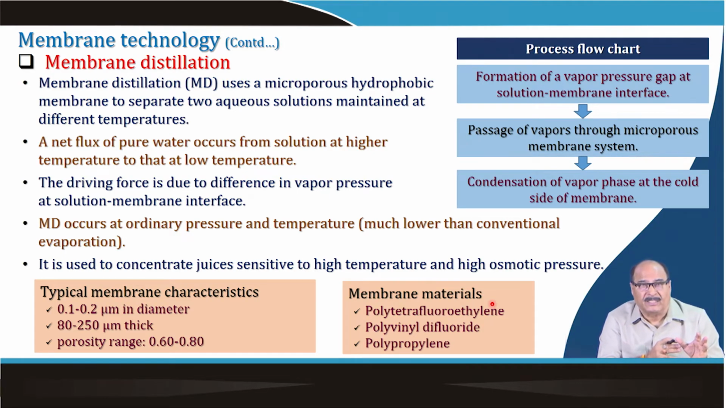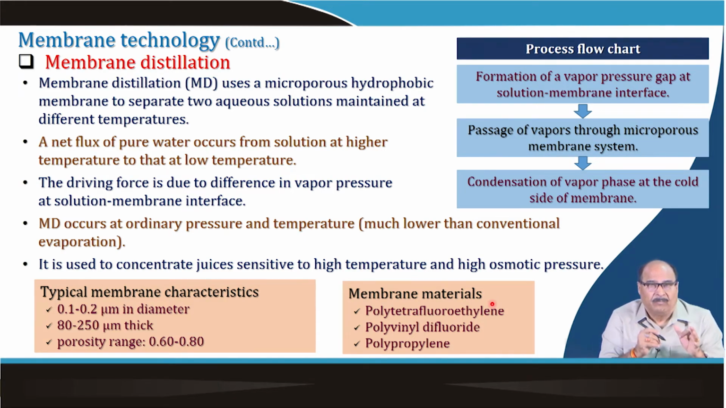So, a net flux of pure water occurs from solutions at high temperature to that of low temperature. The driving force is due to the difference in the vapor pressure at the solution membrane interface. So, membrane distillation occurs at ordinary pressure and a temperature that is much lower than conventional evaporation. It is used to concentrate juices sensitive to high temperature and high osmotic pressure.